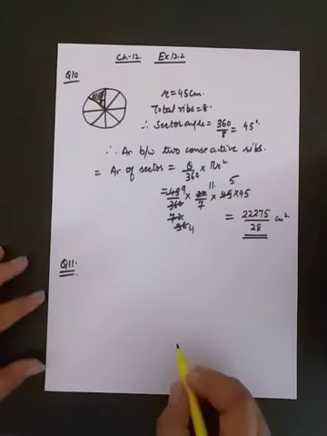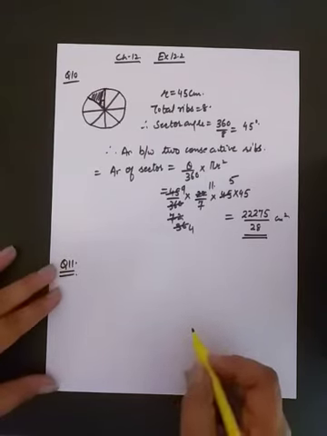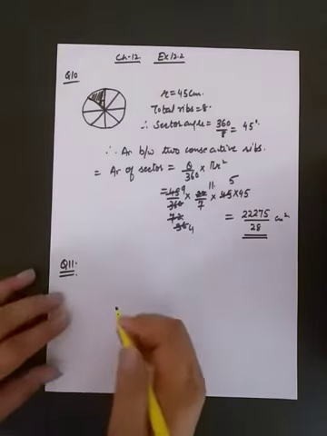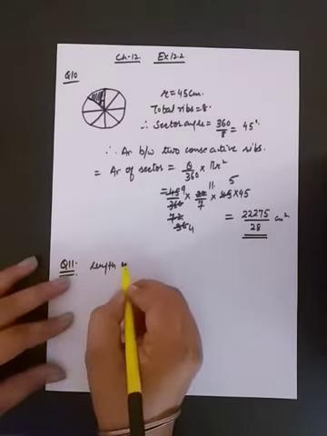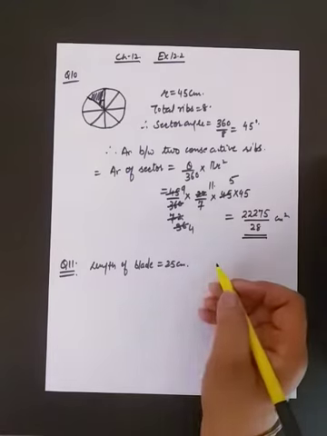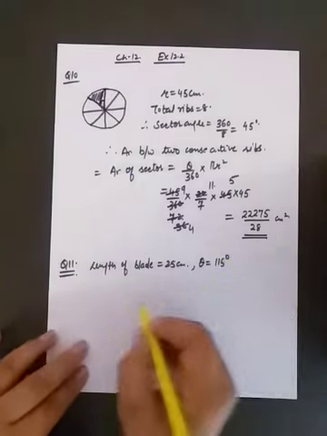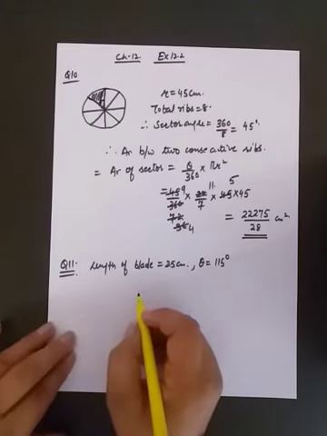A car has two wipers which do not overlap. You already know that two wipers of a car never overlap. Each wiper has a blade length. Length of blade is 25 centimeter. Swiping through an angle theta is given to you, 115 degree. Find the total area cleaned at each swipe of the blade.